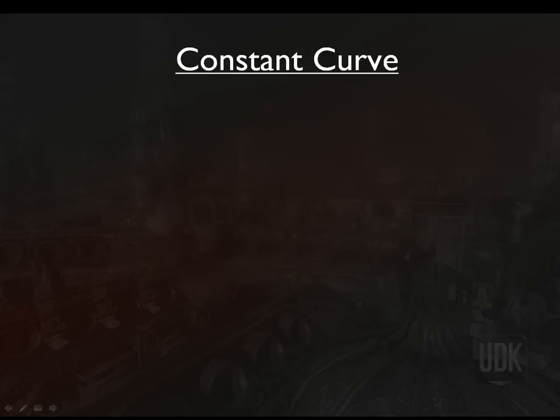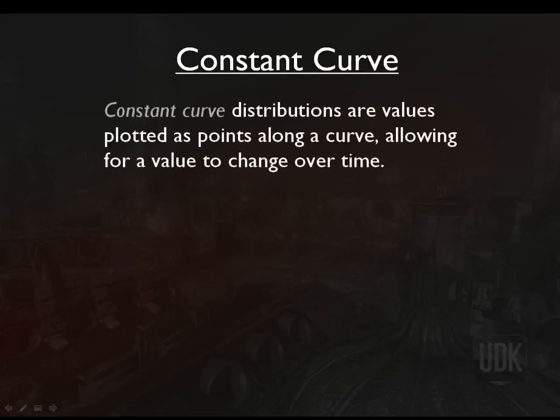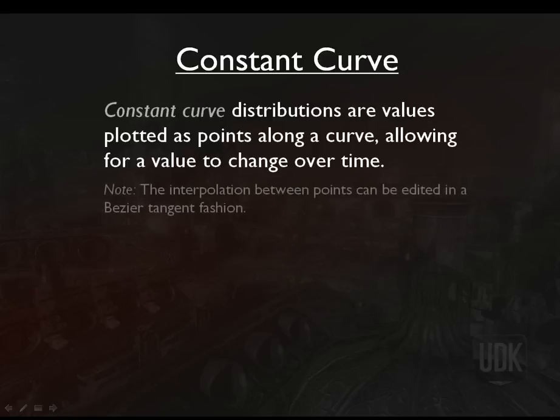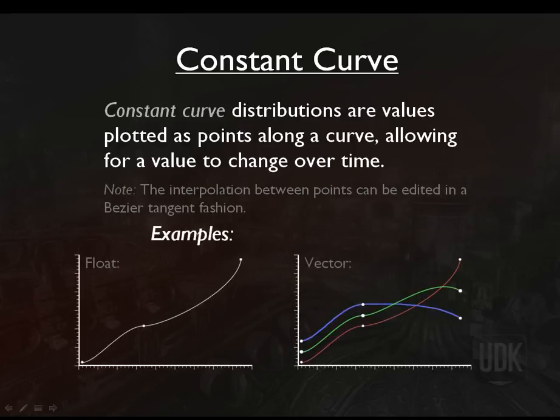Moving along, we have constant curves. Now, constant curve distributions are values plotted as points along a curve, which allow for a value to change over time. And it's important to note that the interpolation between these points can be edited in a Bezier tangent fashion. There's actually a curve editor inside the Cascade particle editor that we can use to edit these curves if we desire. And here are some visual examples.